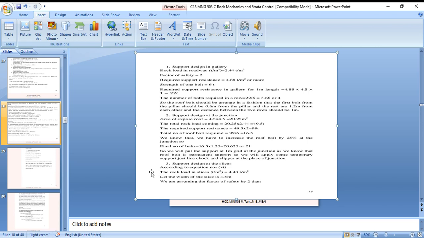The support design at the slices is according to the equation: the rock load in the slices, the width of the slices, and we assume a factor of safety of 2. So this is the support design at the gallery, for simple calculation purposes.